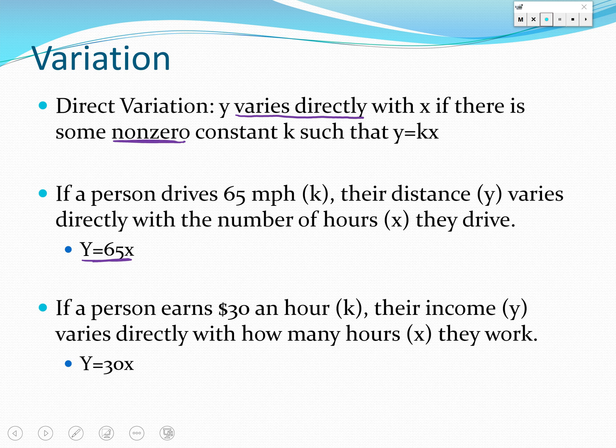So just another example with direct variation. If a person earns $30 an hour, their income varies directly with how many hours they work. So the more hours they work directly affects their income. Their income increases directly by how many hours they work. So our equation, our y, what they earn, equals 30 times x.